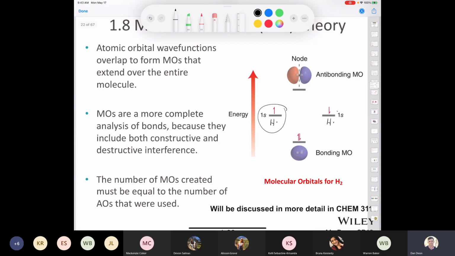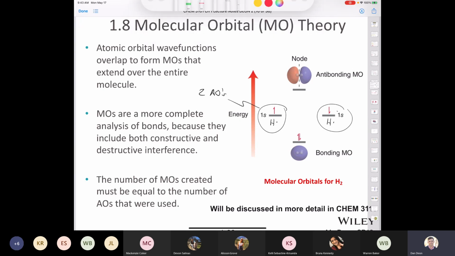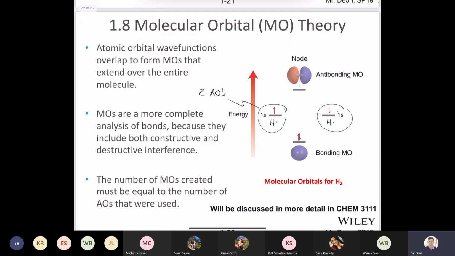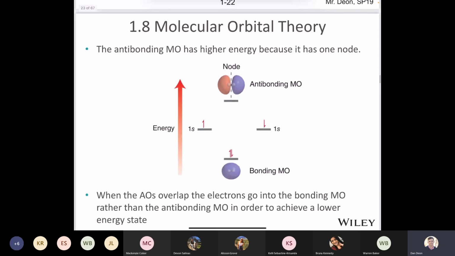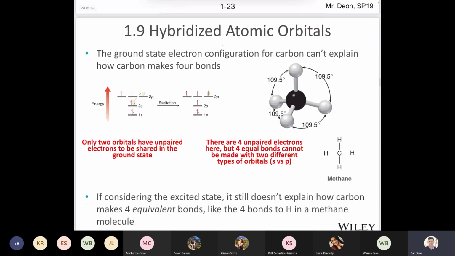And again, we have two atomic orbitals here, right? These are two atomic orbitals, and we end up with two molecular orbitals, right? 1, 2. Okay, we'll talk about that in more detail in Organic Chemistry 2 if you decide to take that class. The antibonding orbital, all you really need to know is that it's higher energy because it's got a node in it. There we go.